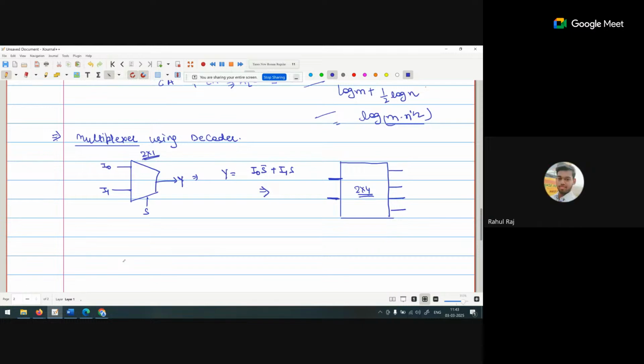Okay, so I just write it as a 1 cross 2 decoder. So 1 is the input line. According to this, we are getting outputs Y0 and Y1. When S is equal to 0, we are getting Y0 as 1, and when S is equal to 1, we are getting Y1 as 1. So S, Y1, Y0.